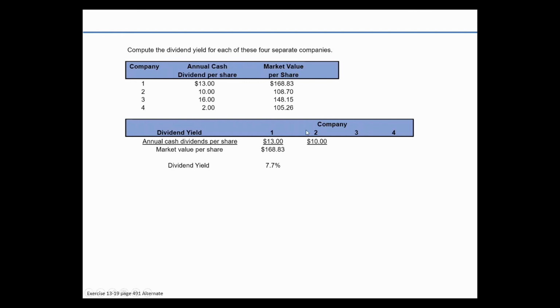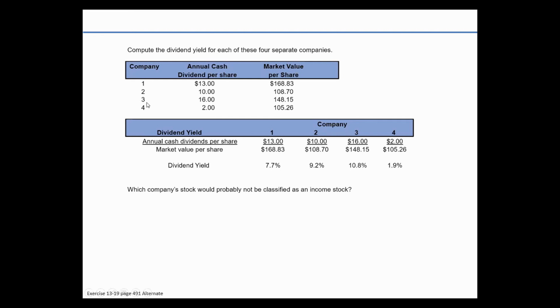We can do the same thing then for company number 2. So we have $10 of annual cash dividend per share divided by the market value per share, which gives us a dividend yield of 9.2. And we can do the same thing for company number 3. And finally, company number 4.